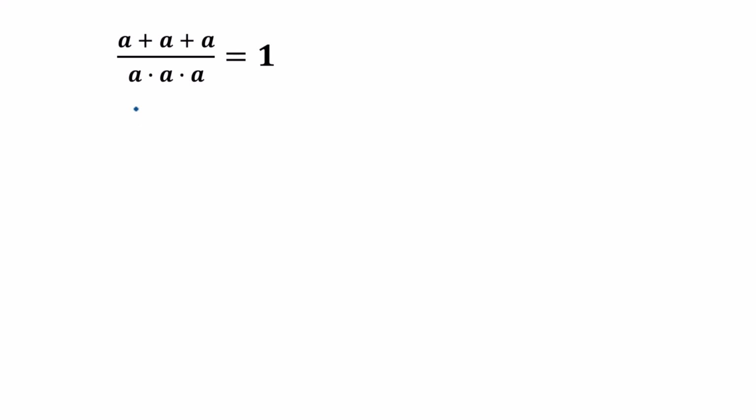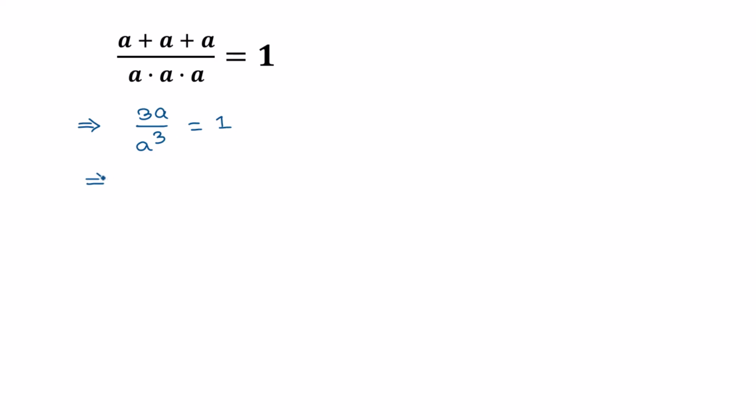Hello everyone. In this video, I am going to show how to find the value of a, where (a+a+a)/(a times a times a) is 1. This a+a+a will be 3 times a, over this a times a times a, which will be a cube, is equal to the right side, which is 1.